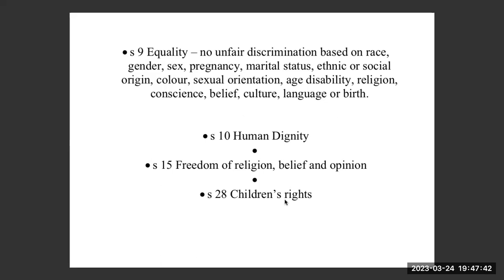When it comes to these clauses that I just mentioned, you don't need to memorize them, but you just need to know them, especially the relevant sections. You need to know that in section nine, you find equality. Section 10 is about human dignity. Section 15 is freedom of religion, belief and opinion. And section 28 is very, very important when it comes to family law, because it deals with children's rights.